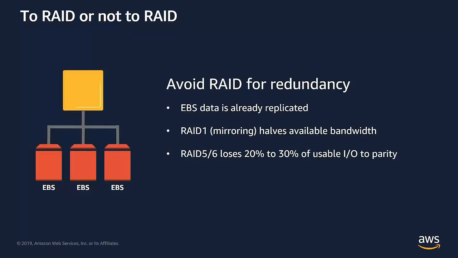You'll want to avoid using RAID for redundancy, such as in RAID 1, RAID 10, or RAID 5 or RAID 6 configurations. There are a few reasons for this. First, remember that EBS is replicated across multiple physical devices, so it already provides protection against component failure. Second, when you mirror data, such as with RAID 1, you cut your available EBS bandwidth in half or more, since each I/O has to be written to multiple volumes. It's the same with RAID 5 or RAID 6. The I/O required for parity reduces overall EBS bandwidth.